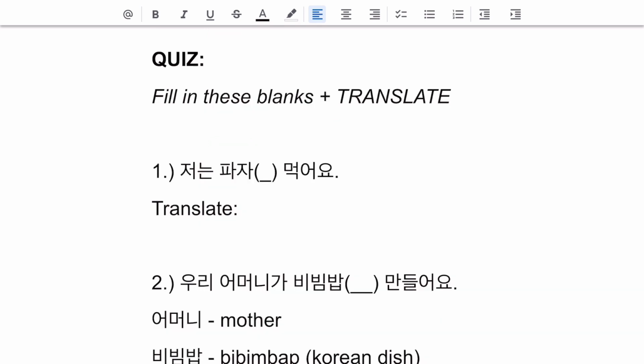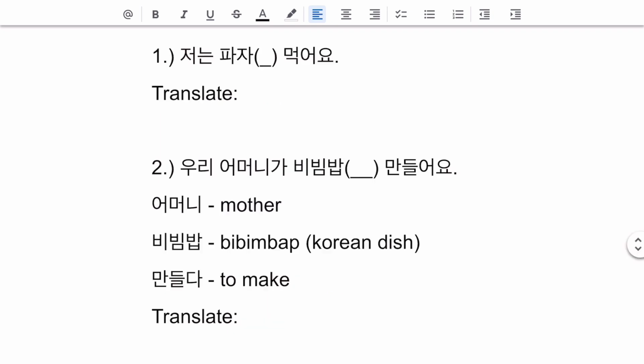Okay, and finally we have a little quiz here. You may or may not have already done it, but what I want you to do is to fill in the correct object particle and then translate the sentence. So quickly I'll go through the answers. If you don't want to be spoiled, you can pause and do these yourself.